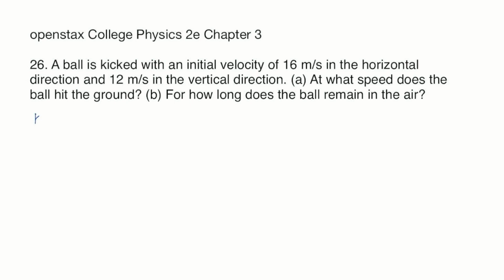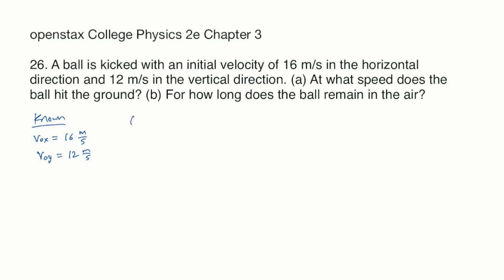All right, let's start with what we know. Okay, so the initial velocity in the horizontal direction is v naught x, and that is 16 meters per second. Then we have v naught y is 12 meters per second. That's the initial velocity in the vertical.